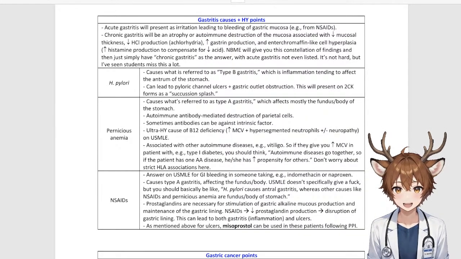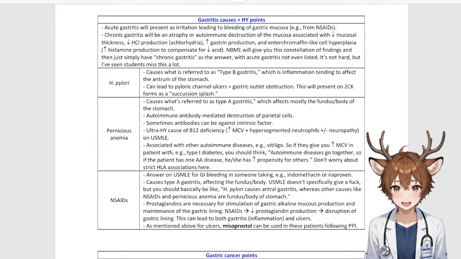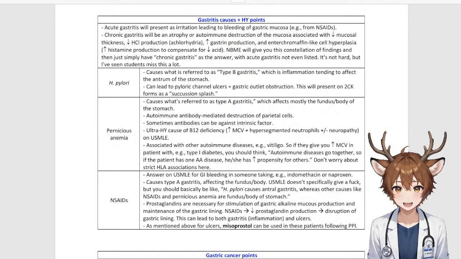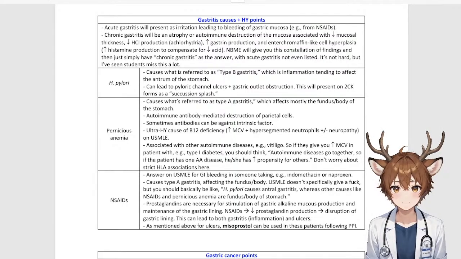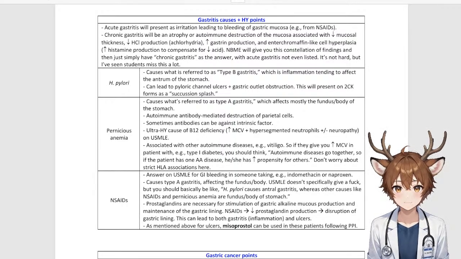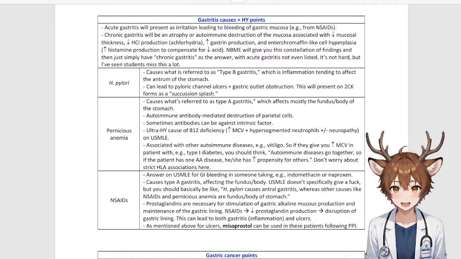Prostaglandins are necessary for stimulation of gastric alkaline mucus production and maintenance of the gastric lining. They're used for cytoprotection, right? NSAIDs lead to a decrease in prostaglandin production, leading to a disruption of the gastric lining. This can lead to both gastritis, inflammation, and ulcers.